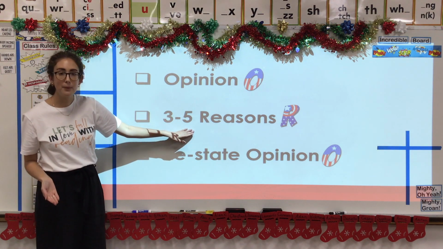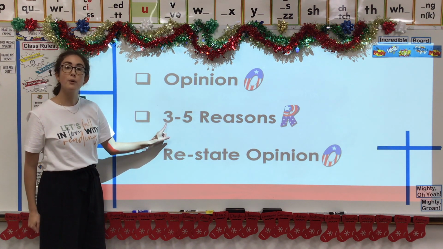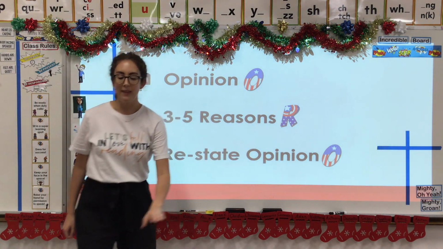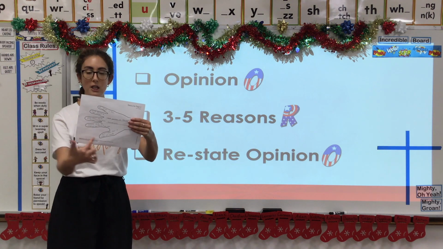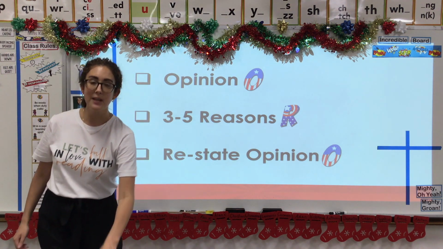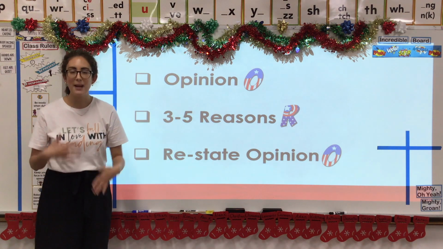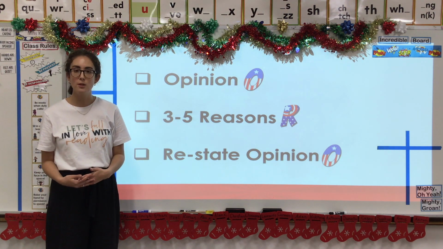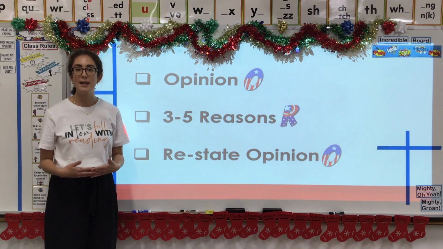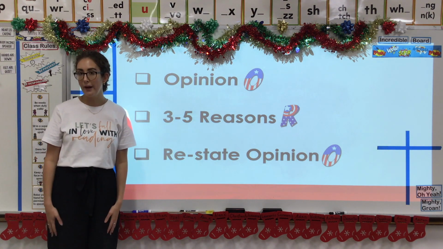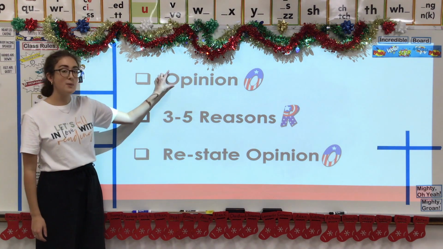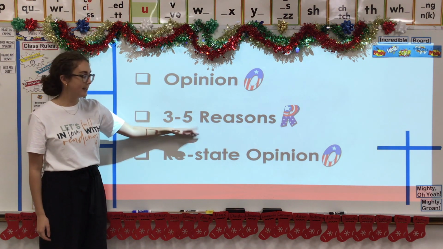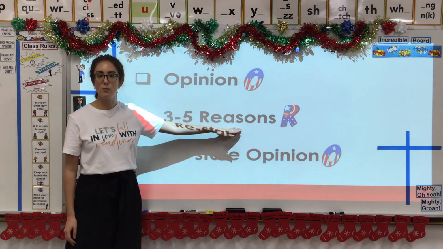Then the second building block of our paragraph is where we're going to state our 3 to 5 reasons. That's the fingers that are on your paragraph. So in the middle is where you are going to explain multiple ways why you have the opinion that you do, and supporting your opinion to anyone who might read your paragraph. So first we need to state our opinion, and then we need to support that opinion with 3 to 5 reasons in the middle.